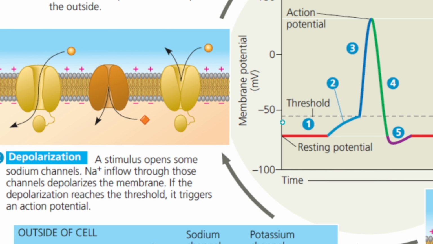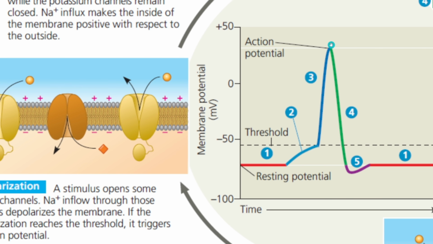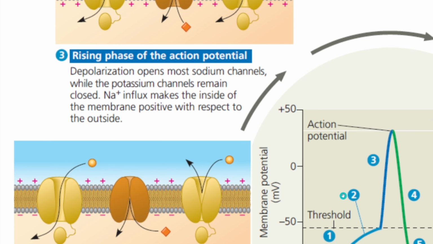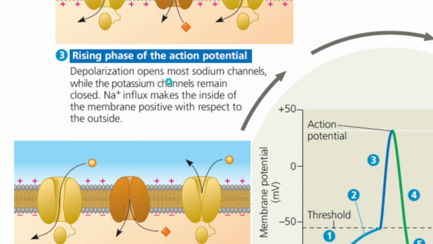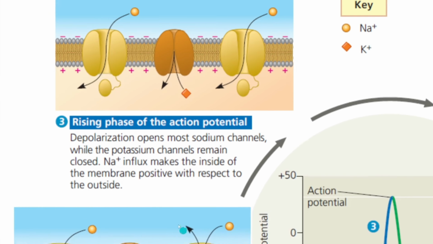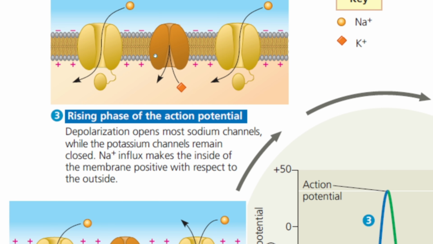But in examination, you don't need to know the exact value. The key important thing is exceeding the threshold level. When it exceeds the threshold level, it will trigger the action potential directly. So it will cause the rising phase of the action potential. What does this mean? All the voltage-gated sodium ion channels are open. But you need to know, during depolarization and the rising phase, the voltage-gated potassium ion channels are still closed. They do not open.